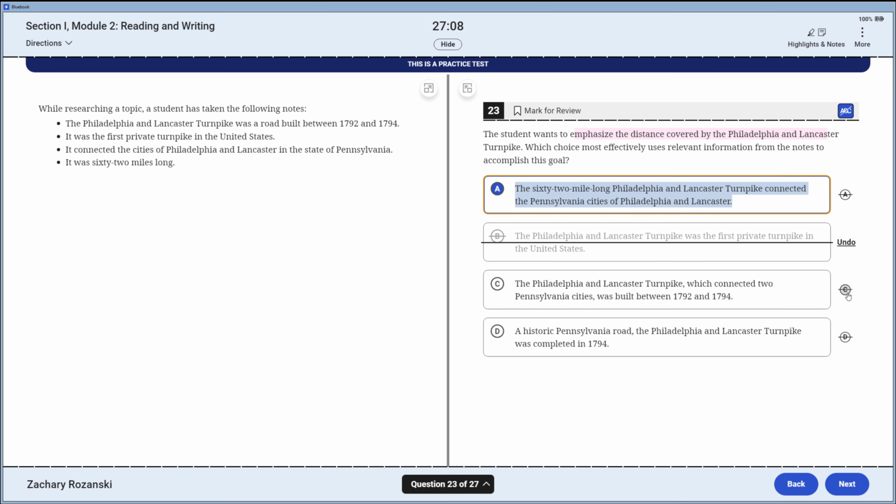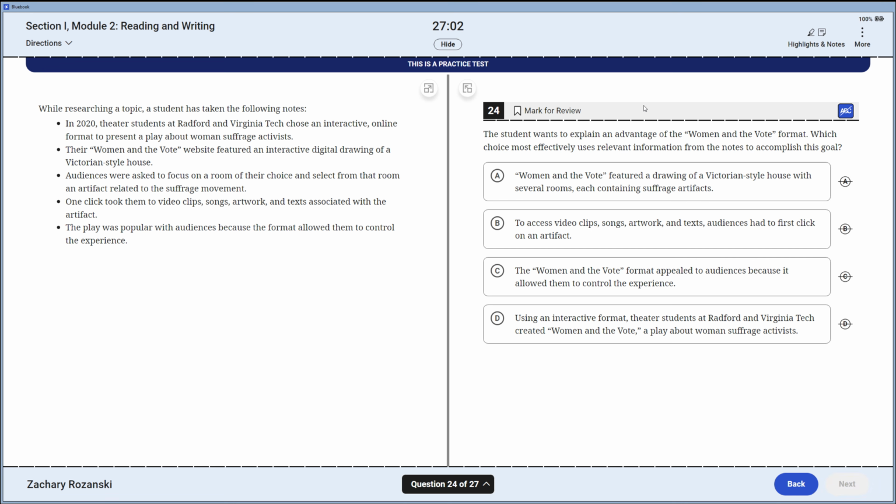So when I compare these two, which one is better at emphasizing the distance? Does giving the distance make that better? This states it's two cities, but what if the cities were close? I don't like that. This one is disgusting for the same reason that B is disgusting.